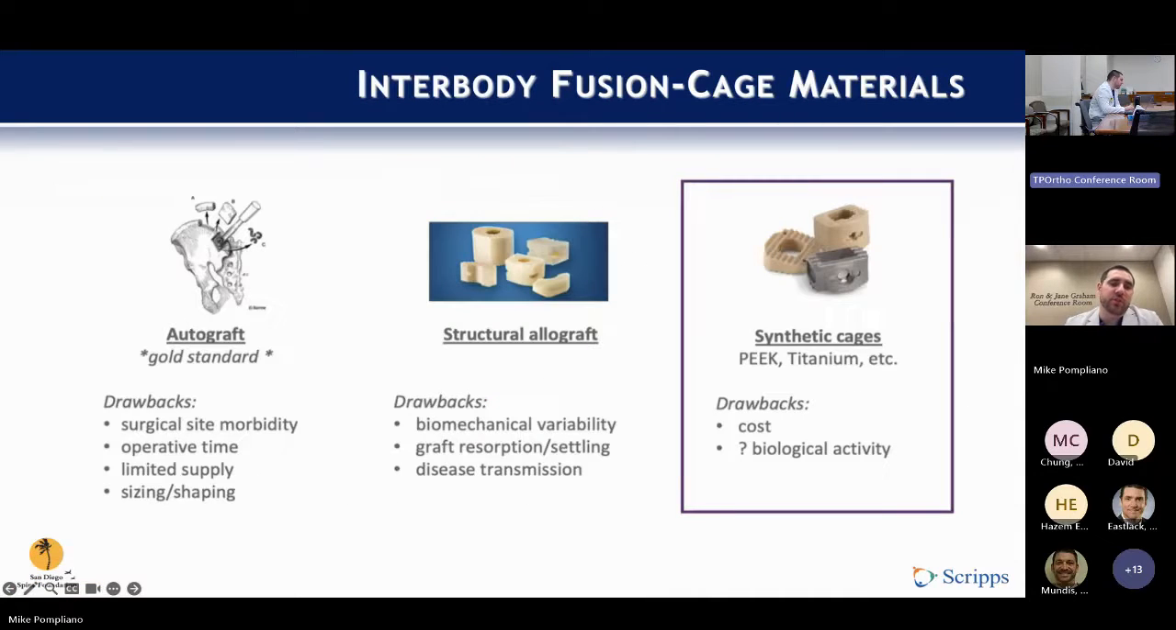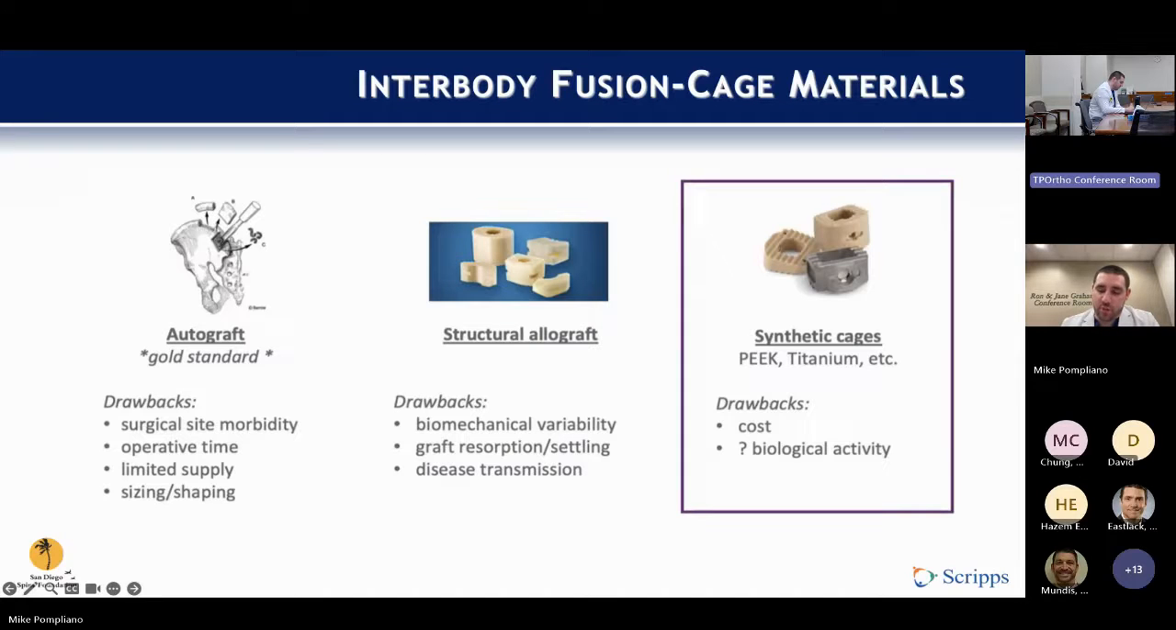So different cage materials, essentially 3 major options. You have autograft, which has historically been the gold standard, but has surgical site morbidity, operative time, and limited supply with the biohost, and also has difficulty with size and shaping and may require more work intraoperatively to make it work. Structural allograft has limitations as well with respect to graft resorption and settling, as well as disease transmission, and some variability between the grafts.